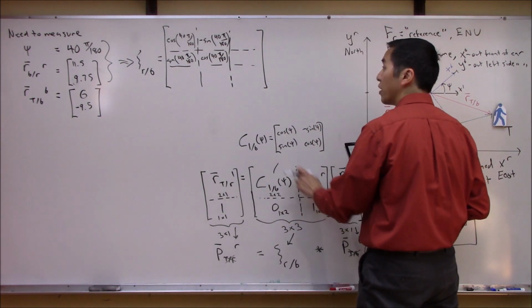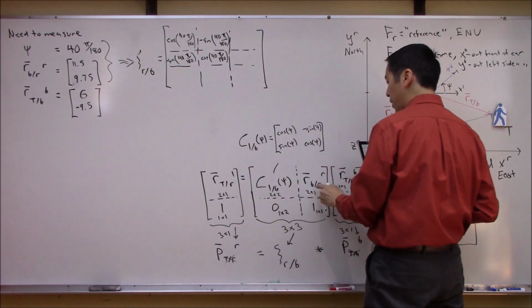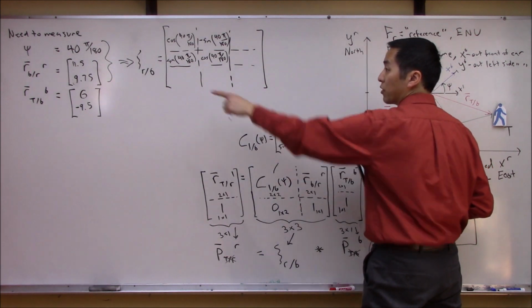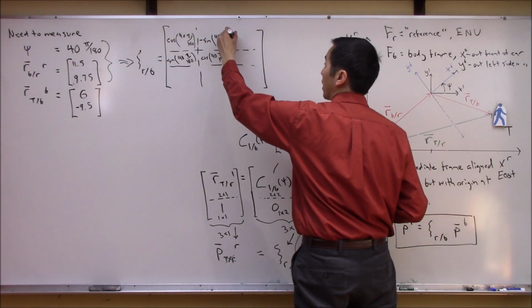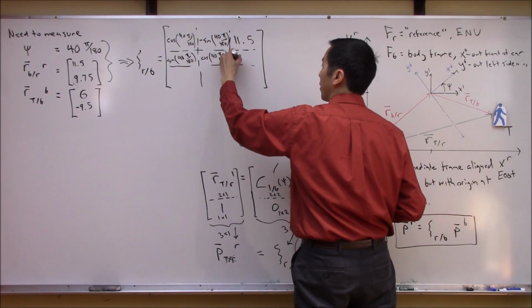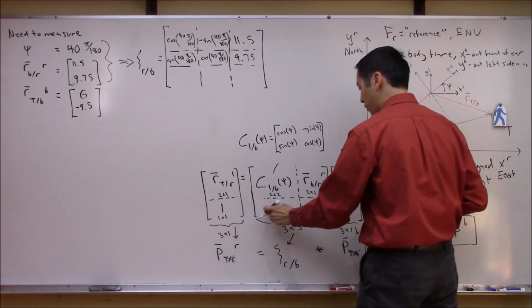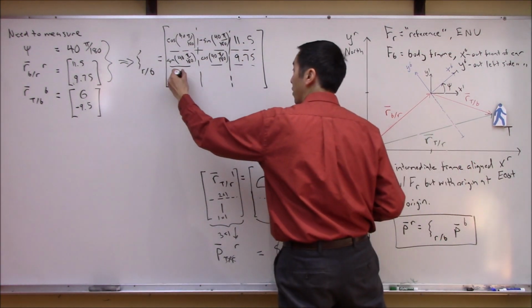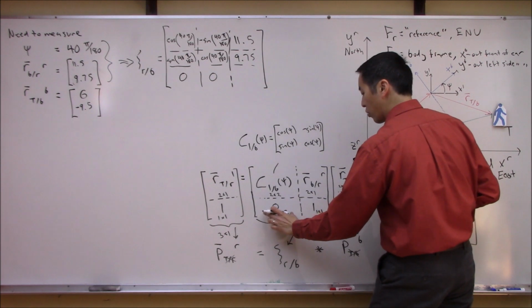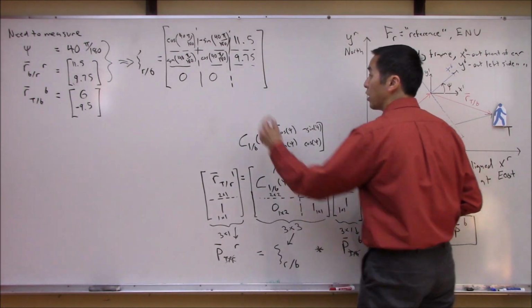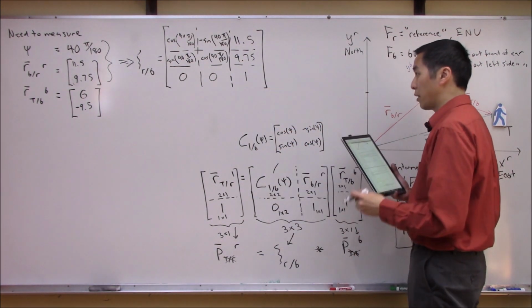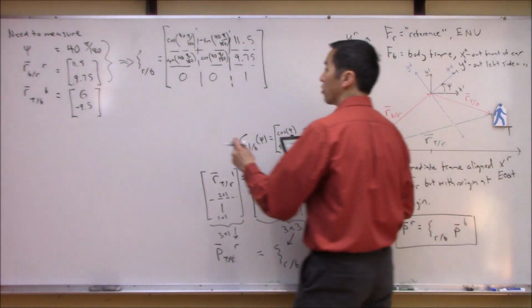Okay, now this next 2x1 element is the position of B with respect to R expressed in the R frame, which we have over there. This should be 11.5 and 9.75. Great, and then finally down here in this bottom row, we got a 0 and a 0. That's this 1x2 set of zeros, and then I need a 1 here in the 3-3 element, okay? So great, here's psi B with respect to R.